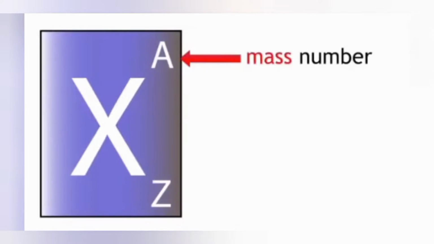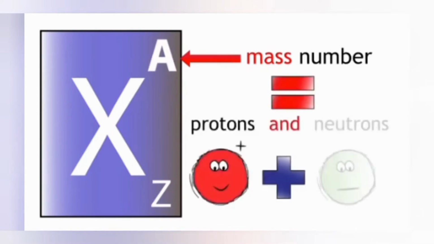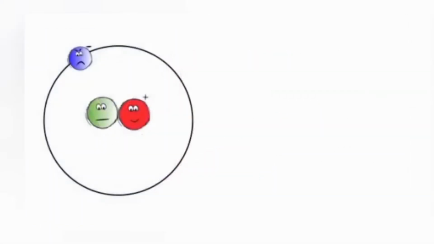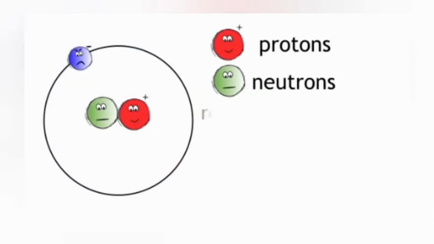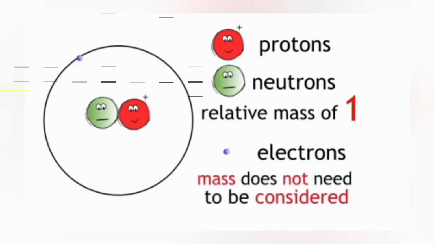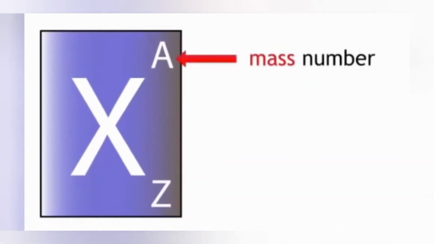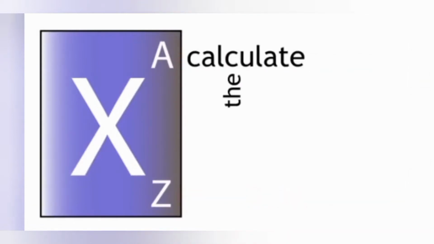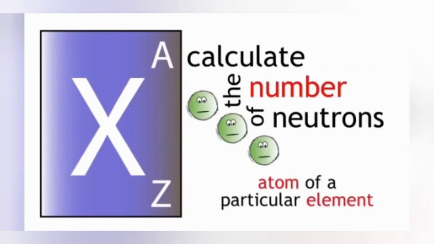The next number we look at is the mass number. The mass number has a symbol A. The mass number tells you how many protons and neutrons are in one atom of an element. We need to remember that protons and neutrons each have a relative mass of 1, and that electrons are so small that their mass does not need to be considered in the mass number of an atom. So if we know the mass number of an element, and we know the atomic number, we can calculate the number of neutrons in an atom of a particular element.